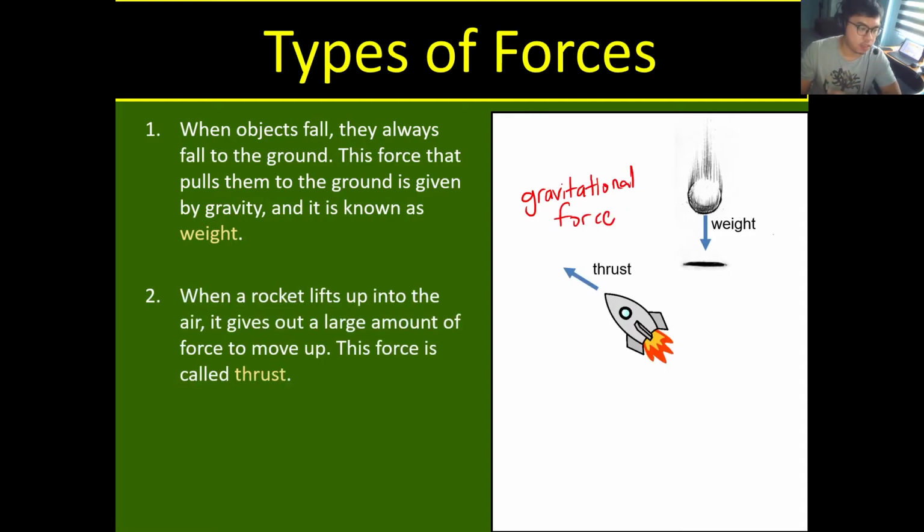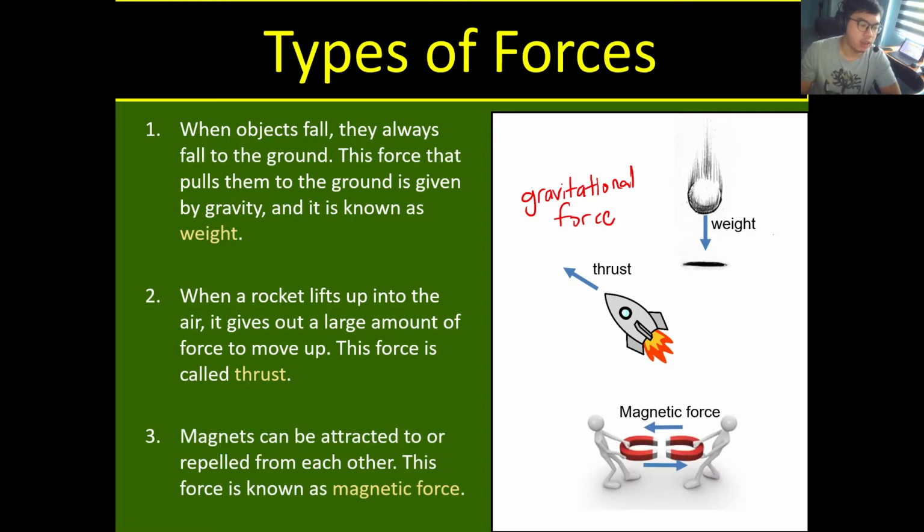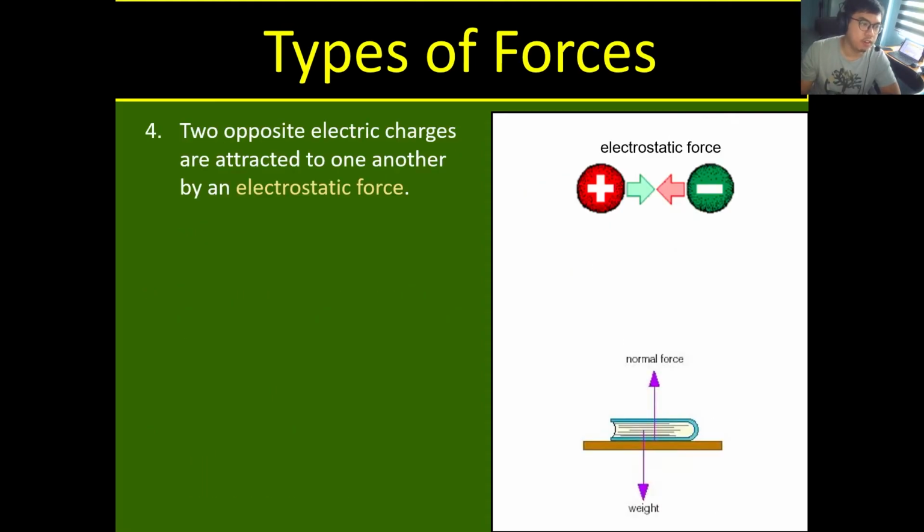Another type of force is when you have a rocket that lifts up or flies up into the air. It gives out a large amount of force to move up, and this force is called the thrust. And then when you have magnets, they can be attracted to each other, or they can be repelled from each other. This is known as the magnetic force. If you have two opposite electric charges, a positive charge and a negative charge, like these two here, they are attracted to one another by a force called electrostatic force.